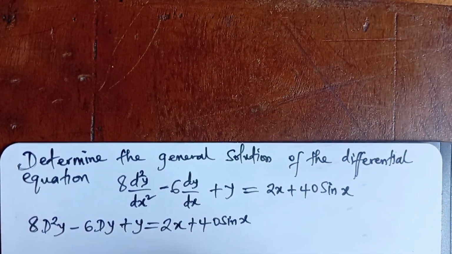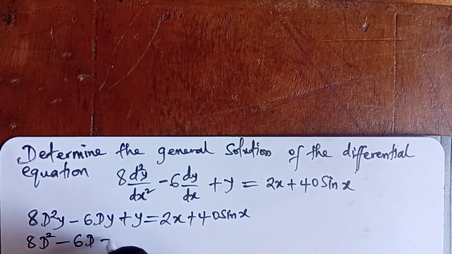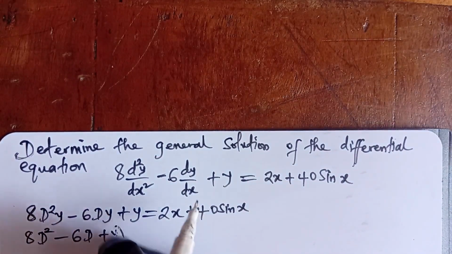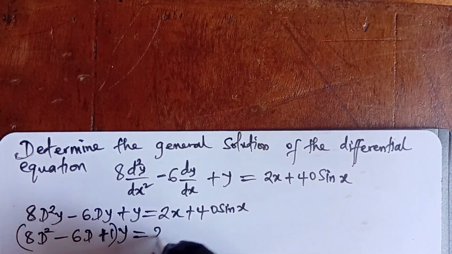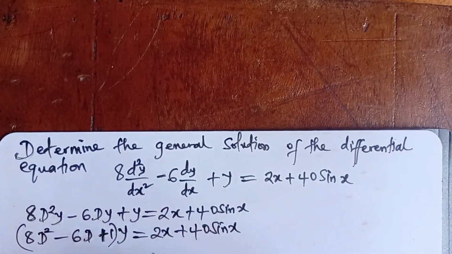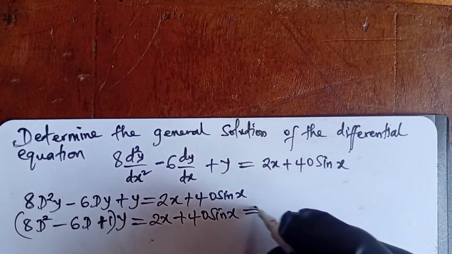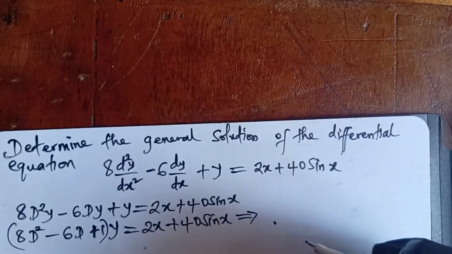Good. Factor the y out. 8D squared minus 6D plus 1, times y. Okay, the y is going to be outside. If I bring the y outside, I have 1 left, equals 2x plus 40 sine x. So let's frame the auxiliary equation from the left hand side.